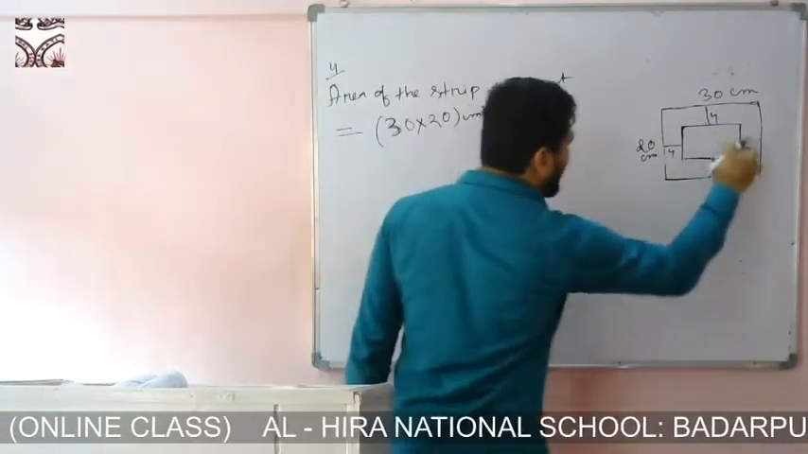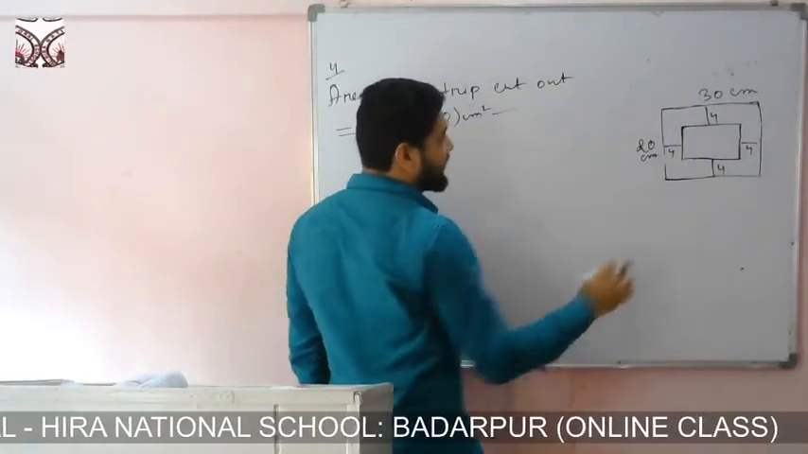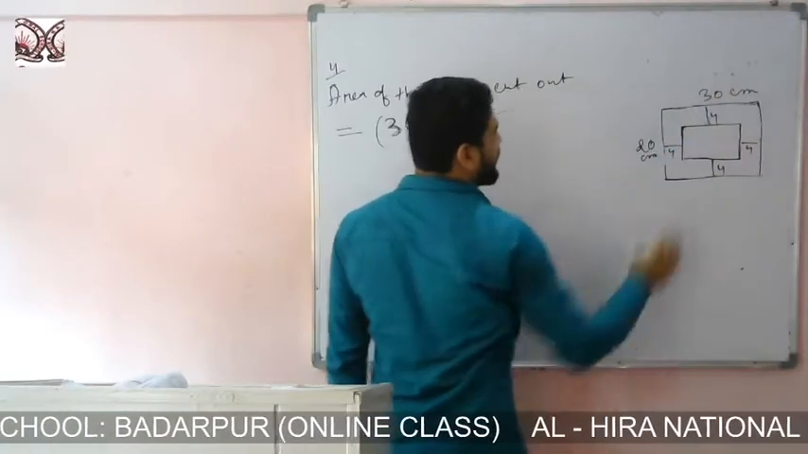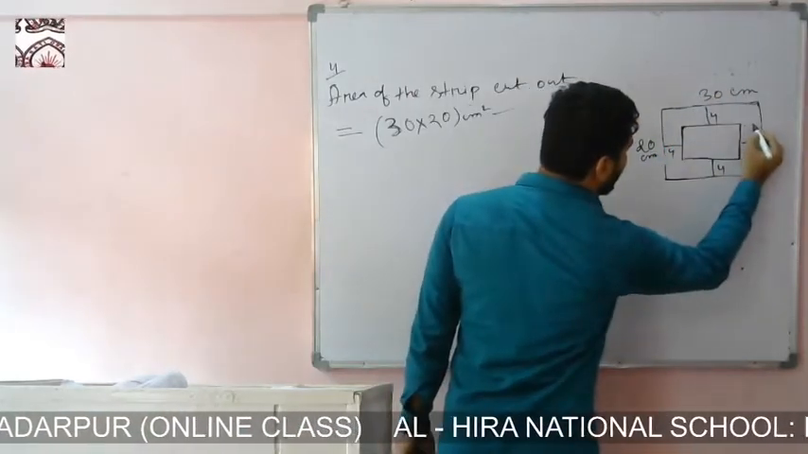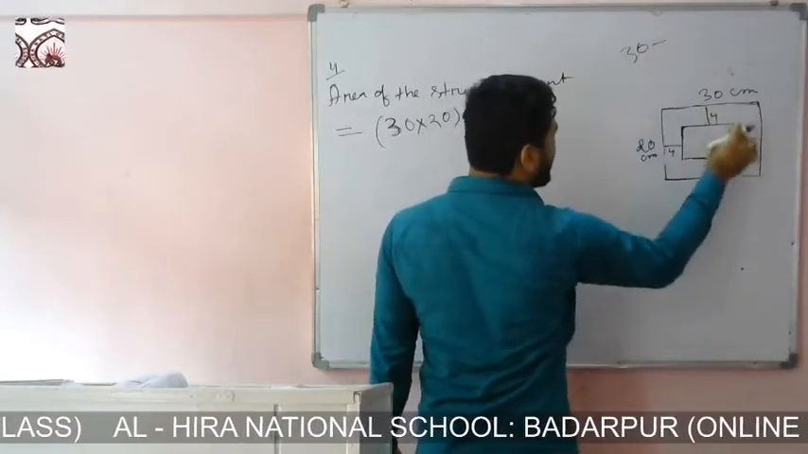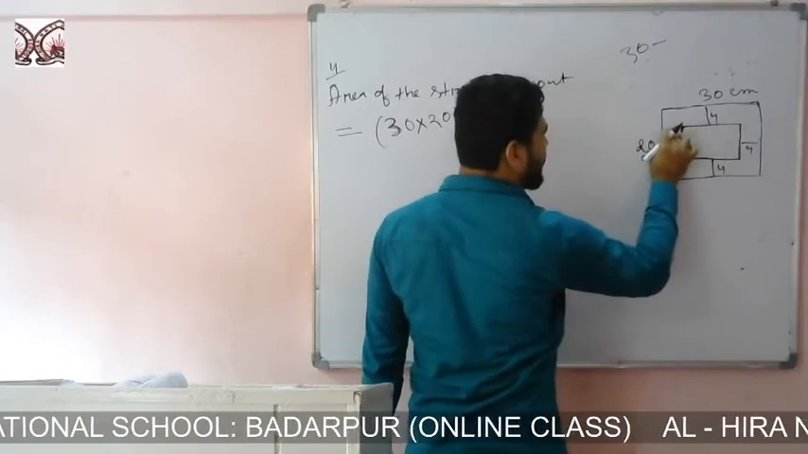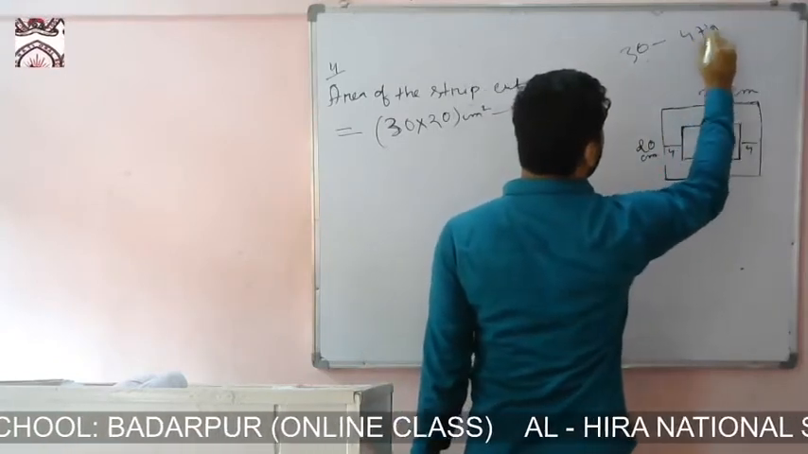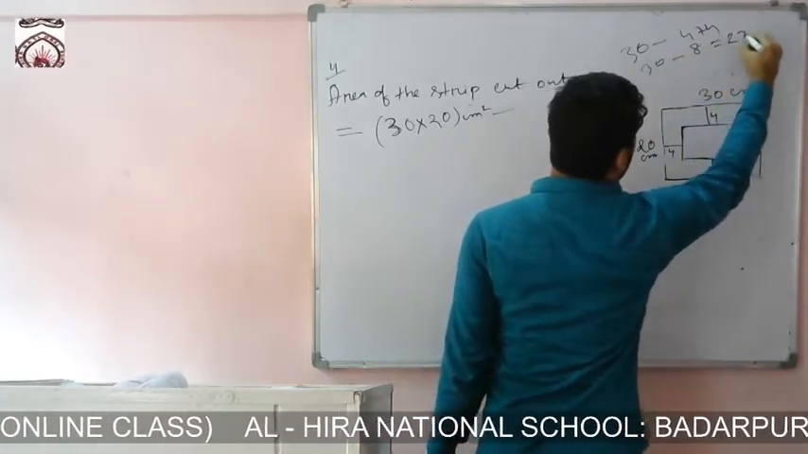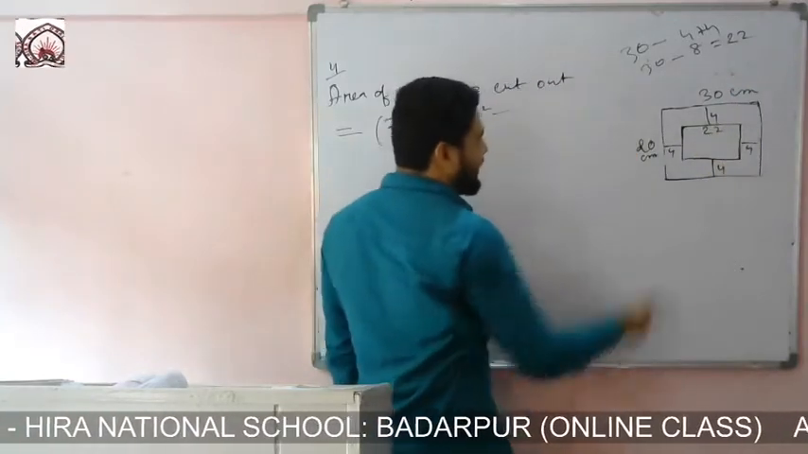minus the area of this inner rectangle. So first you have to know its length. If the total is 30, this portion is 4 and this portion is 4. So from 30 we subtract 4 plus 4, that means 8. 30 minus 8 will be 22. So this length will be 22.